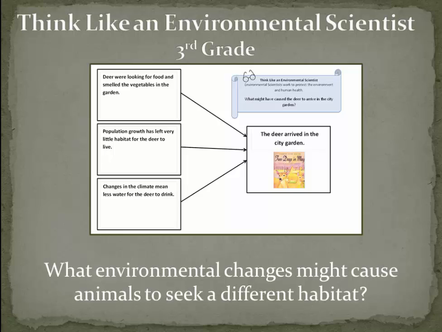Here is another example with a 3rd grade story, Two Days in May. The students will reread the text from the perspective of an environmental scientist. The prompt is, what might have caused the deer to arrive in the city garden? Or in other words, what environmental changes might cause animals to seek a different habitat? With a partner or collaborative group, students will go back to the text citing evidence that answers the prompt.